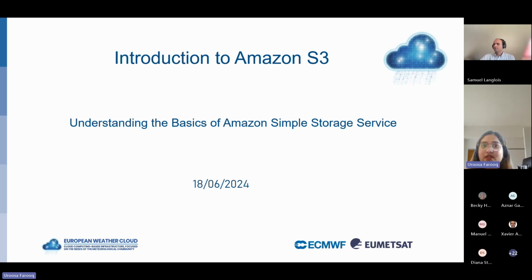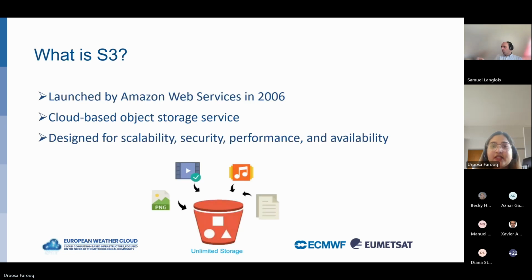So basically, I will start with the introduction to Amazon S3. Here we are going to understand the basics of the Amazon Simple Storage Service, starting with what is S3. Amazon S3 stands for Simple Storage Service. It was launched by Amazon Web Services in 2006. S3 is a cloud-based object storage service designed to store and retrieve any amount of data and information from anywhere over the internet. It is known for its scalability, security, performance, and high availability.